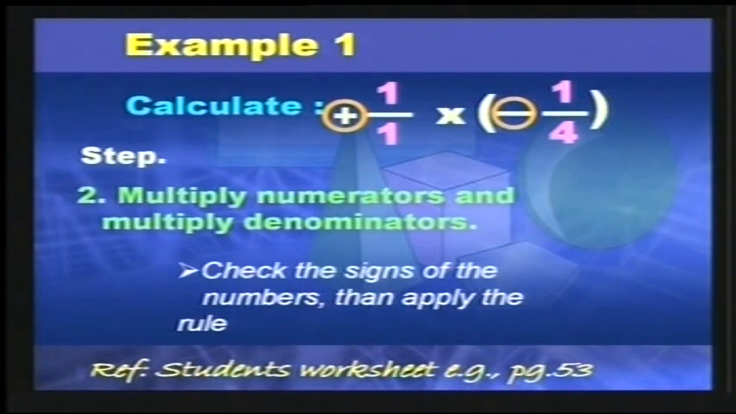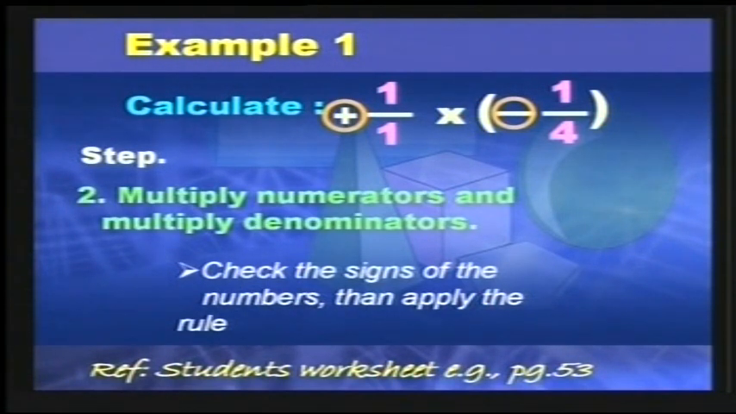Look at the signs circled with orange color on the screen. What are the two signs? Positive times negative. Very good. So what will be the answer? Is it positive or negative? Negative. Very good. Ruben, it will be negative.